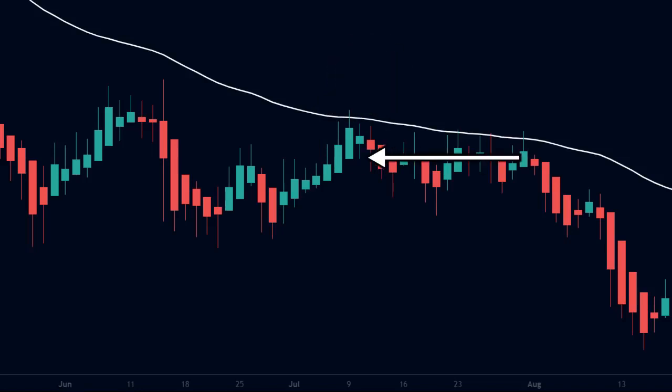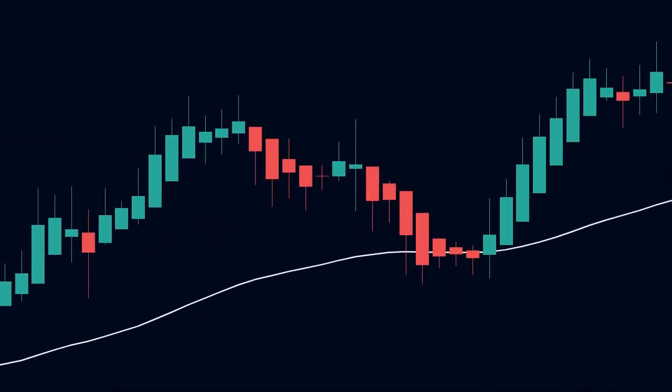Therefore, we place a sell order below the low of the inside bar. We can keep our stop loss above the pattern, and we can place our targets at the nearest swing low. And as you can see, the price achieved our targets on this trade. Let's look at another example.